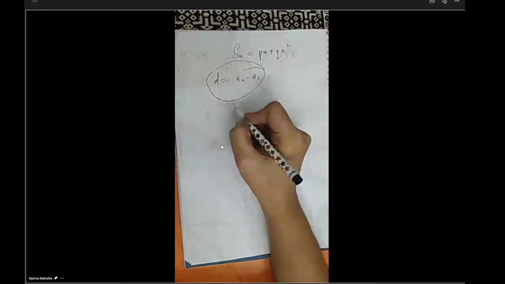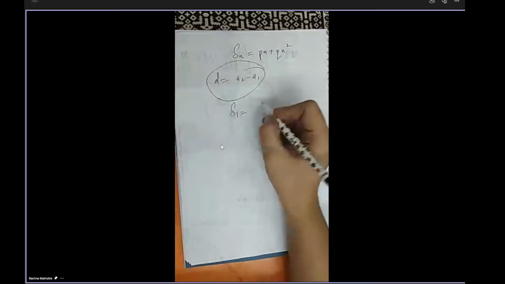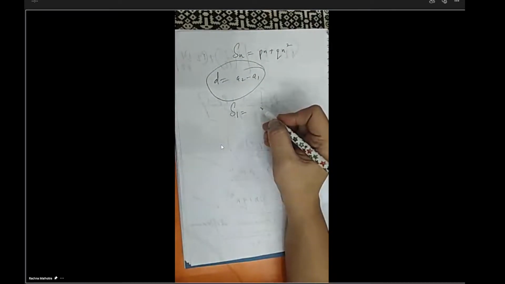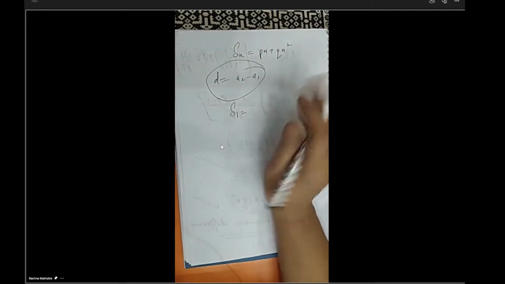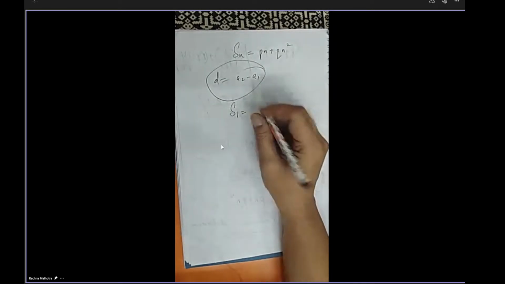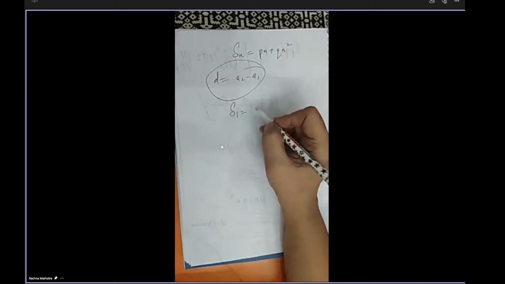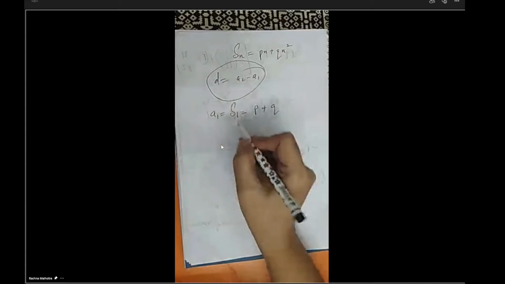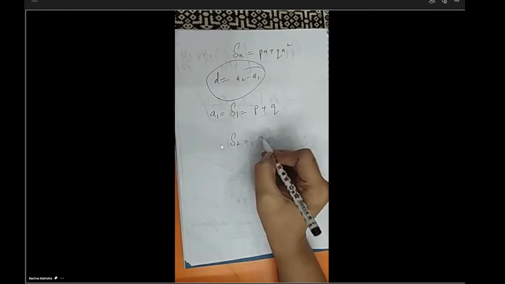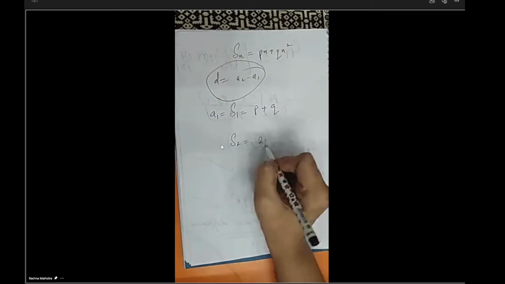Which one? Ma'am, D will be P plus 3Q. Wait, let me tell you. If I talk about S1, what is the meaning of S1? Ma'am, first term. First term. What is S2? Ma'am, 2P plus 4Q.